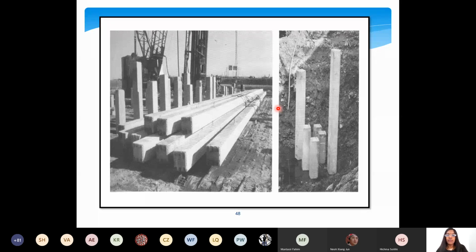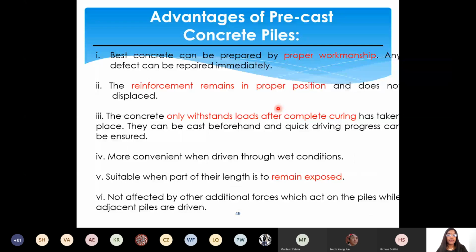It will look like this, made out of precast concrete. Best concrete can be prepared with proper workmanship. Any defect can be repaired immediately. These are the advantages, right? There are advantages and disadvantages of going for concrete piles. Reinforcement remains in proper position and does not displace. The concrete only withstands loads after complete curing has taken place. So unlike other piles, concrete piles need sufficient time for curing.